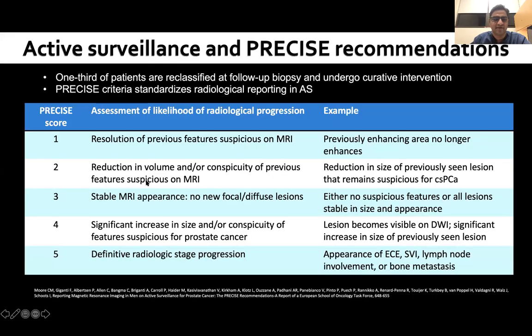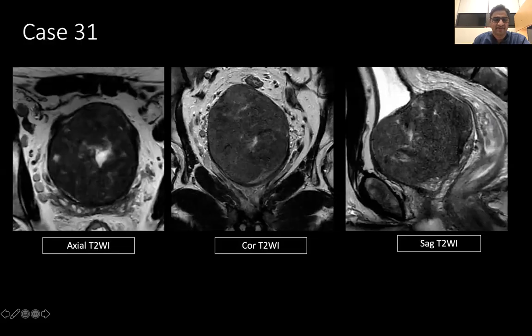As we see here, the score of 1 to 5, and so significant increase in size in this patient, and definitely consider rebiopsying these patients. And I will let you read all these things on the video itself, each of these categories.